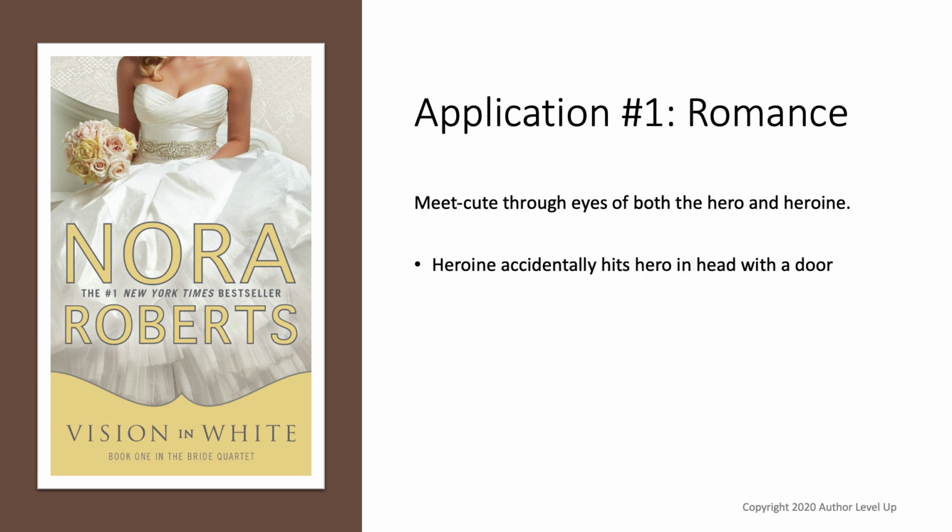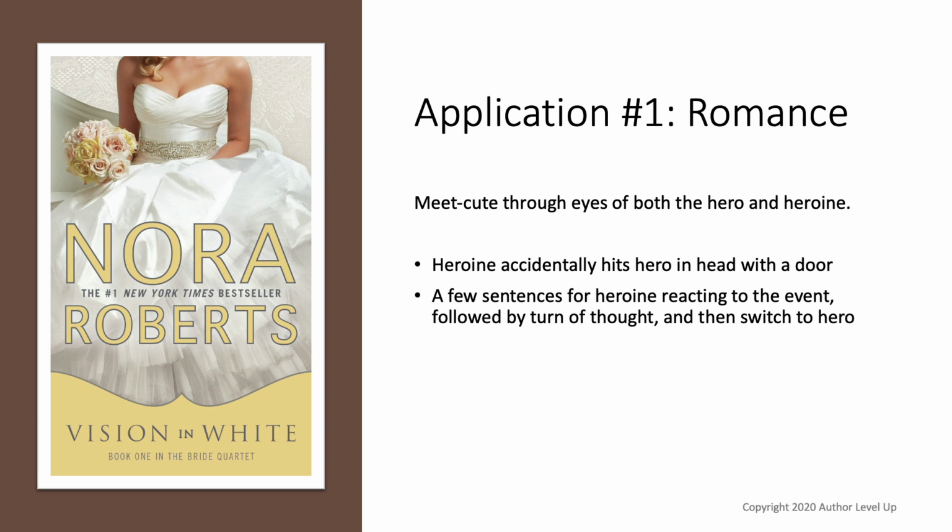The heroine accidentally hits the hero in the head with a door, okay? So she hits him in the head with a door, and it's told through the perspective of the heroine first, and we get a few sentences of the heroine reacting to the event, like, oh my God, I'm so sorry. I'm sorry, I didn't mean to do that. And then we have a turn of thought, and then we have a switch to the hero, and basically he is observing what is going on while he's got stars spinning in his head. And so he's seeing the heroine and making his own opinions about her. And then in the previous section, she saw him and made her own opinions about him.